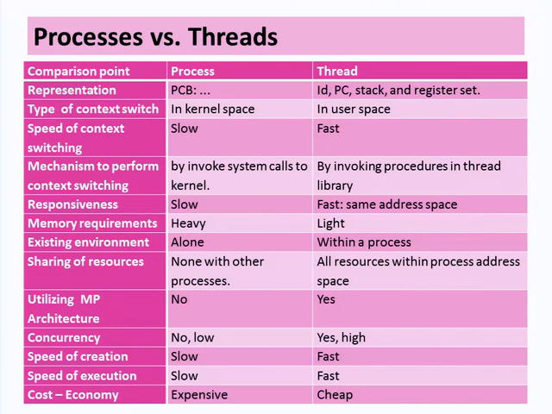In terms of the existing environment, the process can exist by itself. However, threads exist within a process. For sharing resources, threads naturally share the resources of the process, while processes rely on inter-process communications. For utilizing a multiprocessor system, threads do utilize that, while processes do not by default.